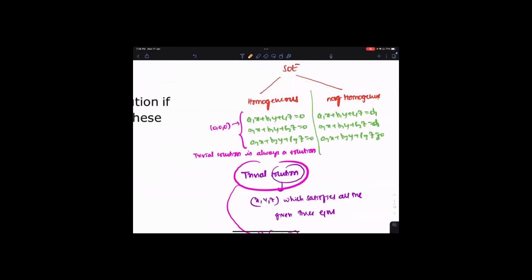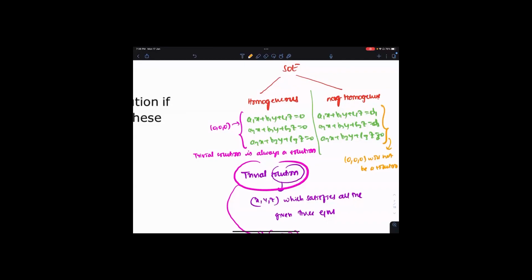Now here in non-homogeneous, 0, 0, 0 will not be a solution. Okay. Because the constants d1, d2, d3, they will not be 0. Right? So if you substitute 0, 0, 0, all 3 equations will not be satisfied. Okay, so where will you get the trivial solution? Only in the homogeneous case, not in the non-homogeneous case.